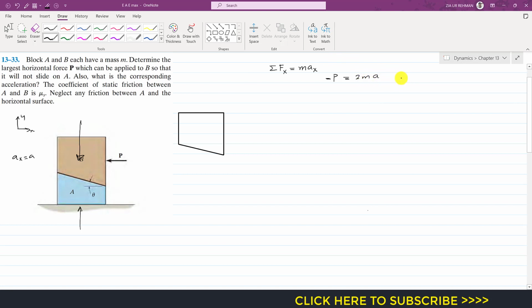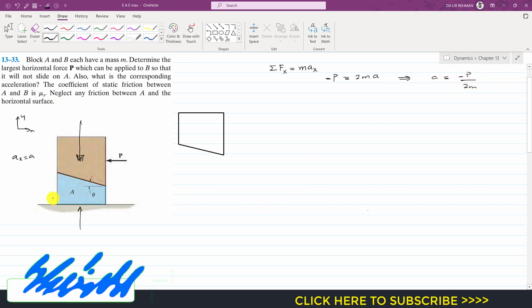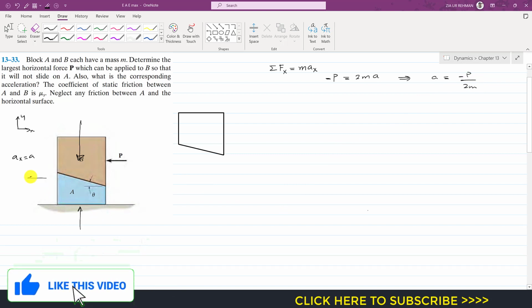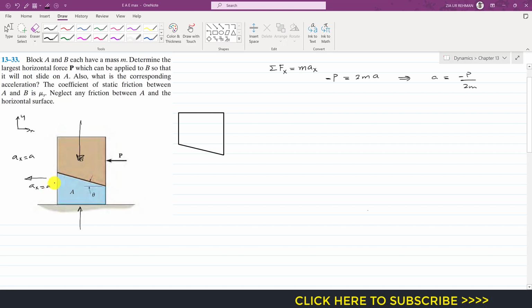So if we write the acceleration from this, acceleration is equal to minus P divided by 2m. So the minus sign indicates that the acceleration is in the negative x direction, so this is our acceleration. So this will be a x equals a. So acceleration will be equal to minus P divided by 2m. So this is our acceleration.